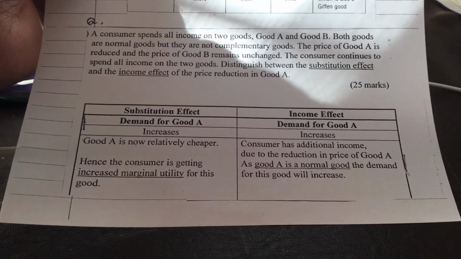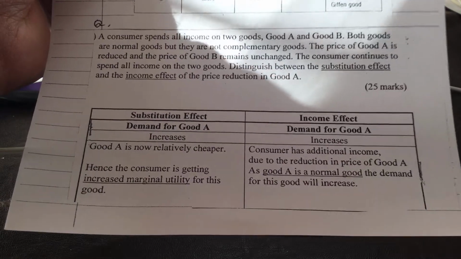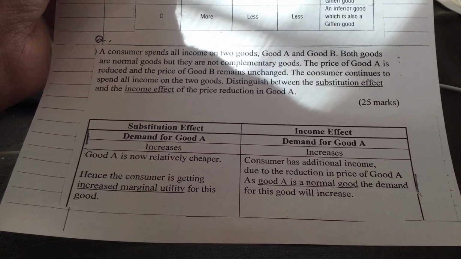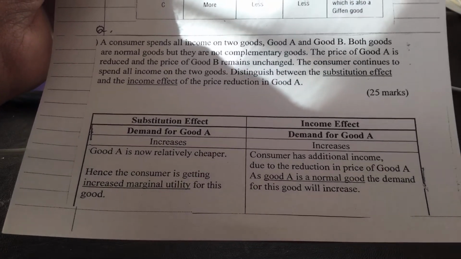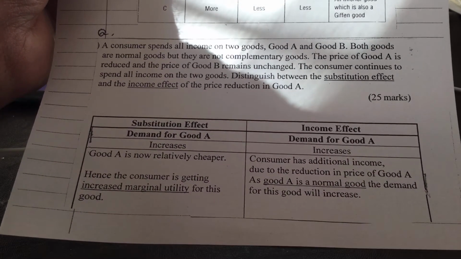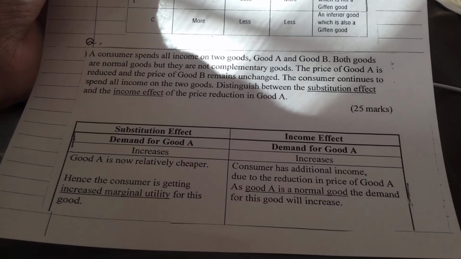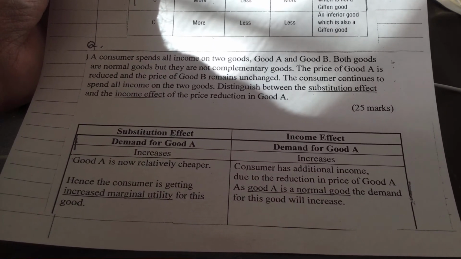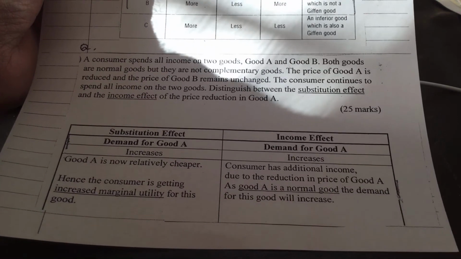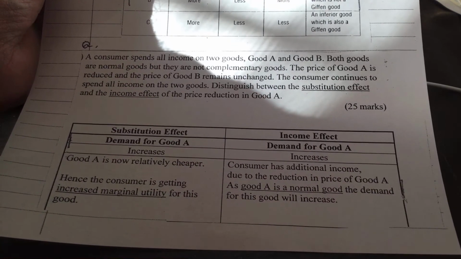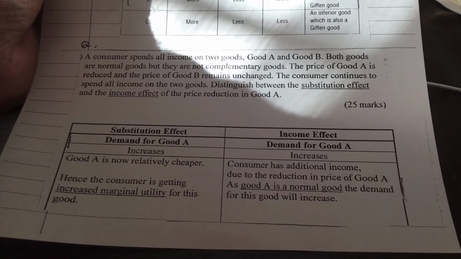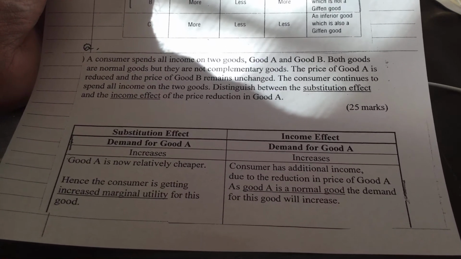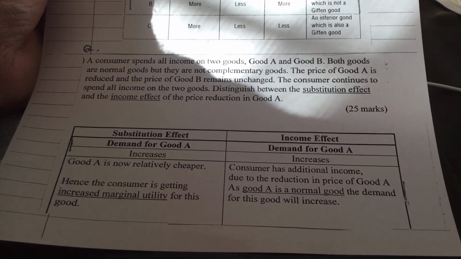So for demand for good A, the substitution effect is that good A is now cheaper, so the demand for it will go up. Hence the consumer is getting more satisfaction for this good. The income effect is that the consumer's income has increased due to the reduction in the price of good A. As good A is a normal good, the demand for this good will increase, i.e. the income effect is that the demand will increase.